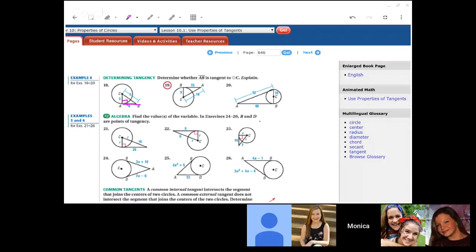All right, so if your hypotenuse is 5, then you have Pythagorean theorem: a squared plus b squared equals c squared, right? So does 3 squared plus 4 squared equal 5 squared? So is AB tangent to circle C? Yeah, Thatcher, that's right, it is. Does that make sense, Abby?